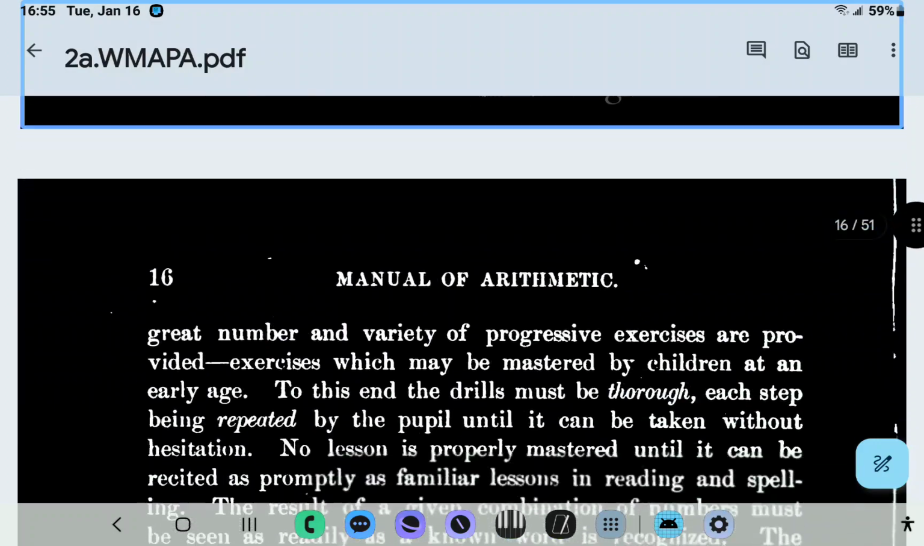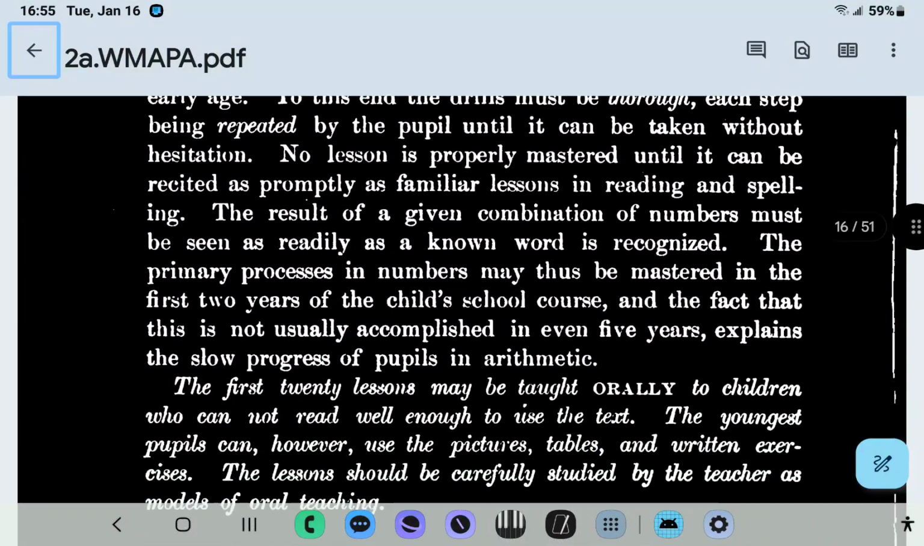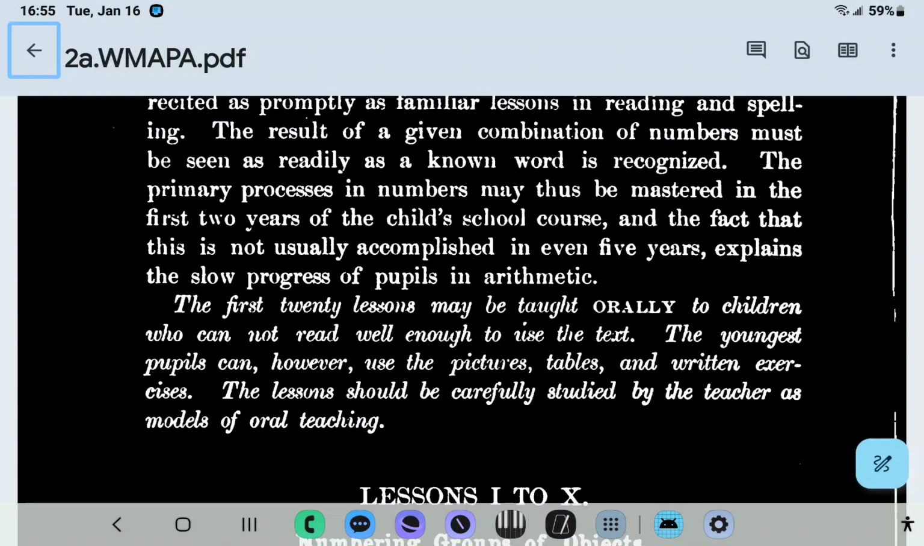Yeah, that's the end of page 15. Page 16. Back button. Okay. Let's at least move it down so I can kind of see what's going on.